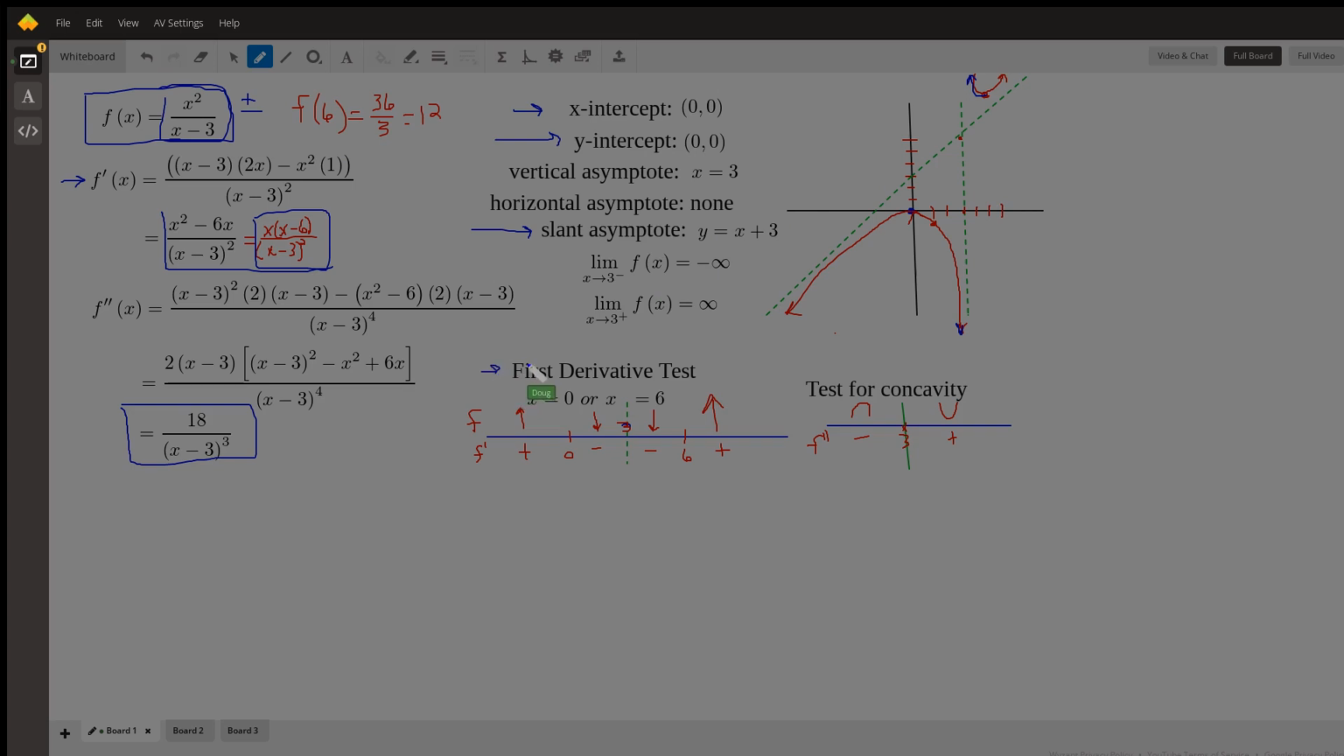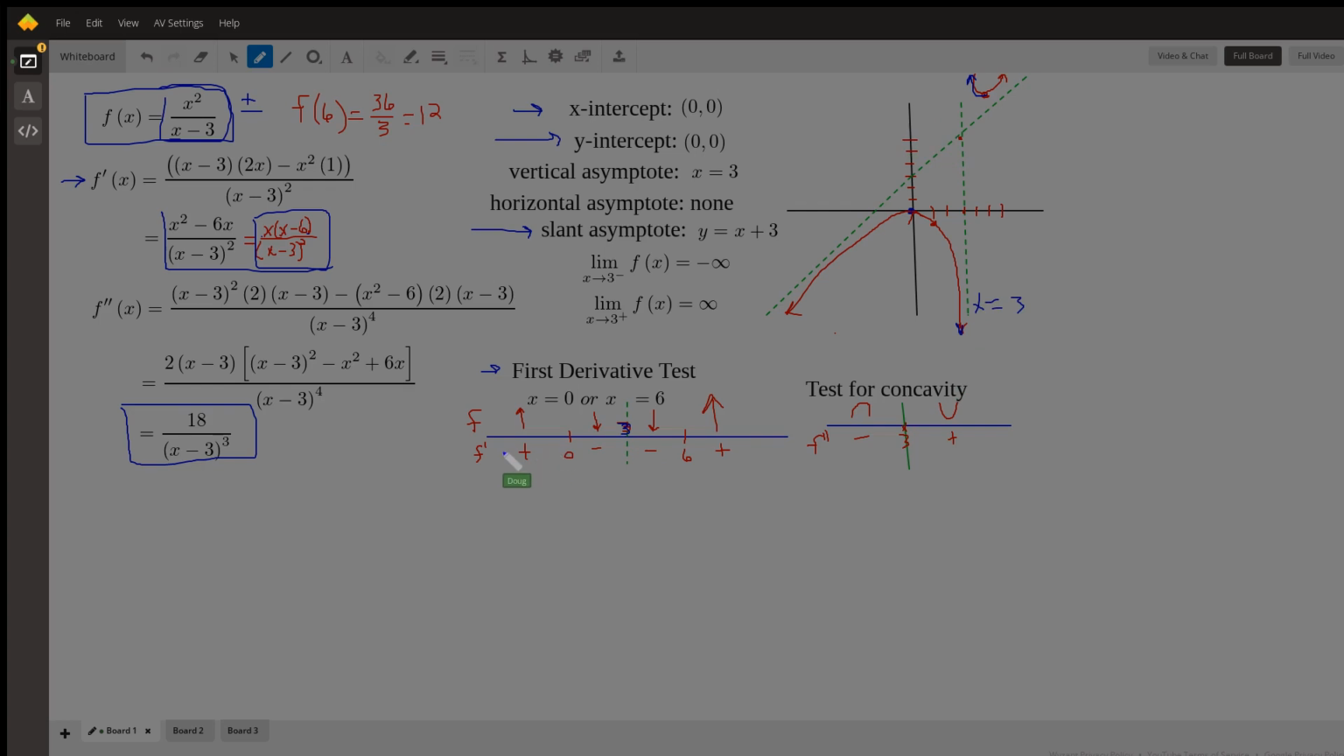And finally, we'll apply the first derivative test. We could apply the second derivative test also, but the critical numbers are 0 and 6. And of course, the first derivative is undefined at 3 because the original function is undefined there. So I like to draw a little dashed line there to represent the vertical asymptote, x equals 3.